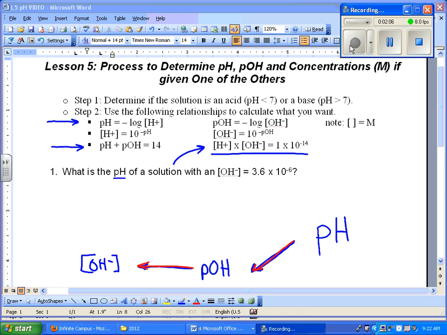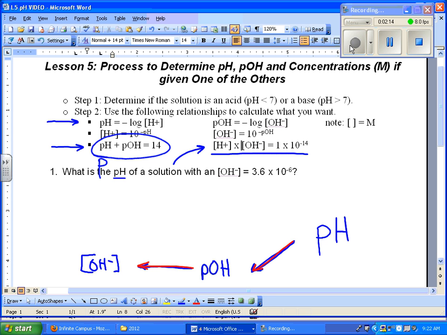In order to get a pH, the relationship is this one. If I want pH, I could say pH equals 14 minus pOH. So I can put that one here, and I can get my pH that way. If I want a pOH, I'm going to use this equation: pOH equals the minus log of the OH concentration.